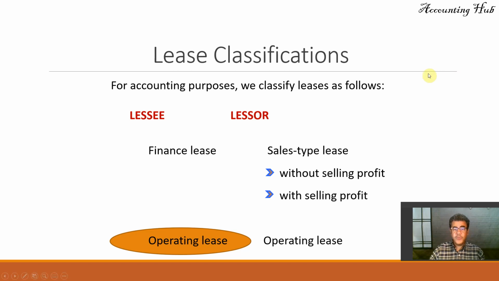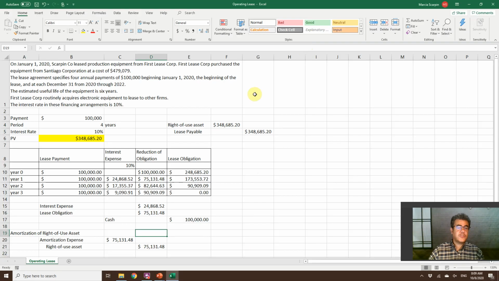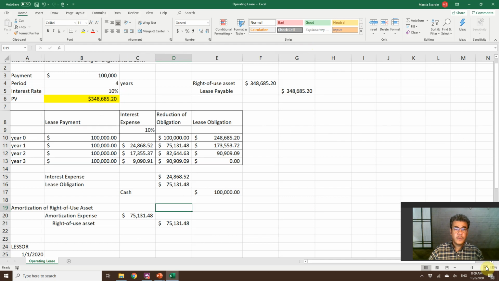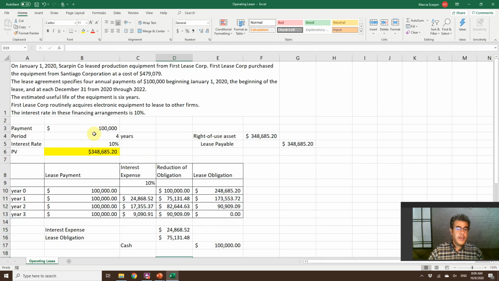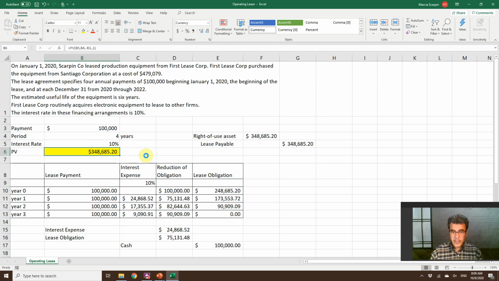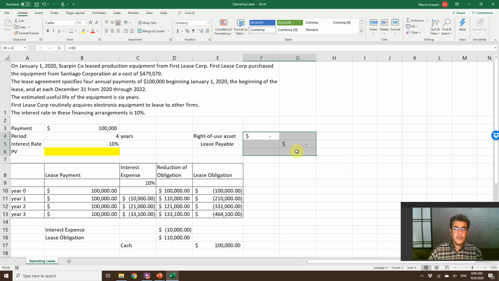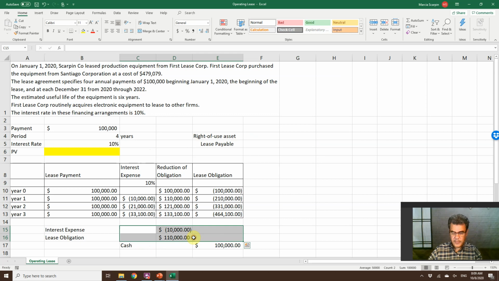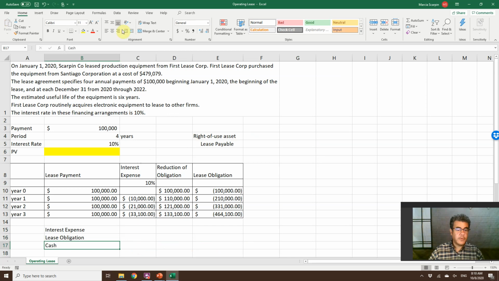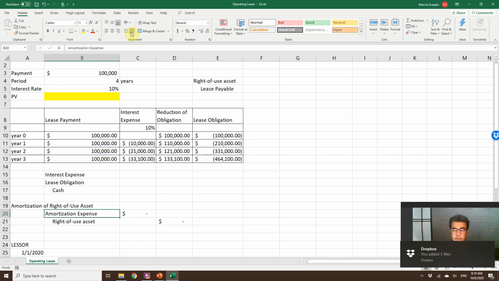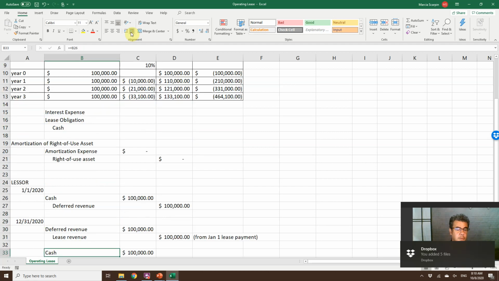So how does operating lease work? Let's go to our Excel file. Let's delete it here, delete it there, and delete it here and here. Let's move cash around here, and now we're good.